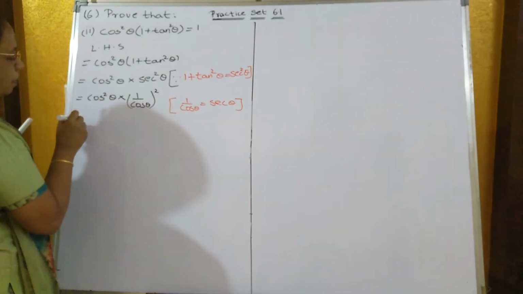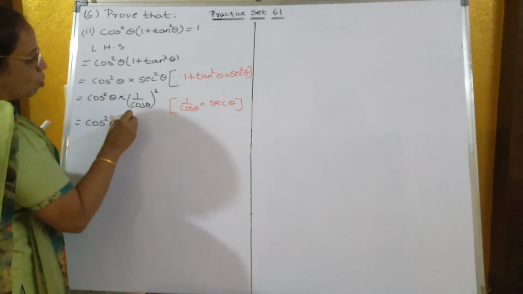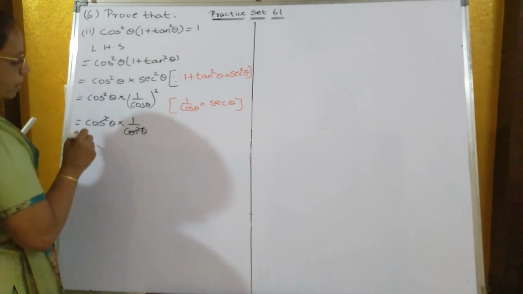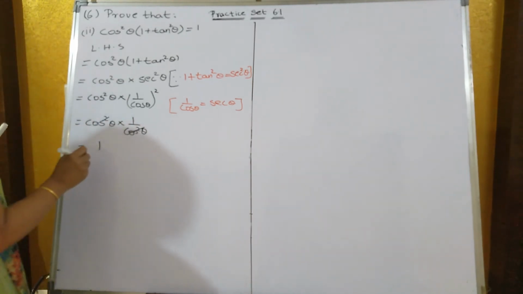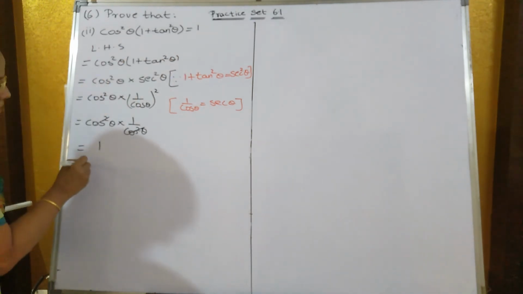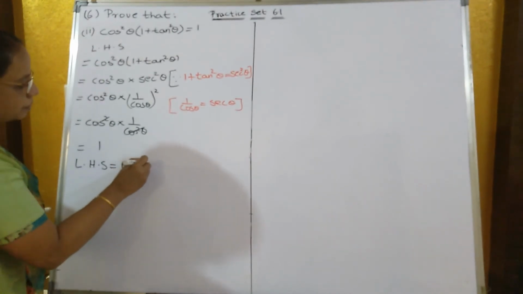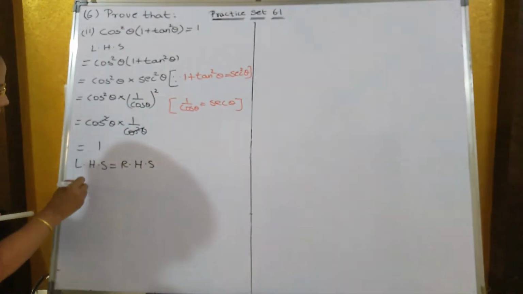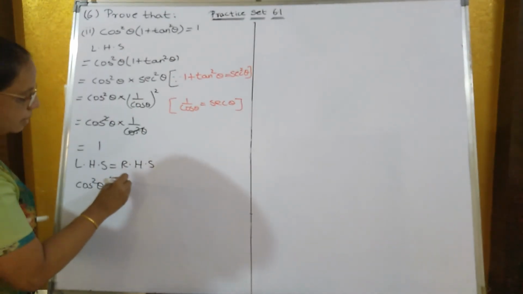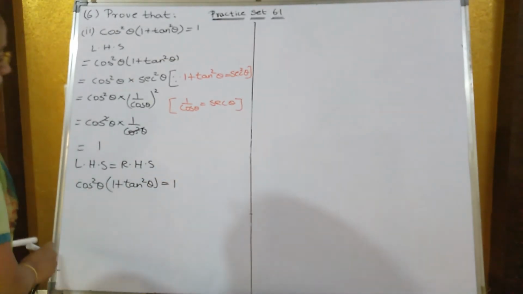When you open the bracket, what you get? Cos square theta into 1 upon cos square theta. Now cos square theta and cos square theta will go away. That's equal to 1. So we have got the RHS. So LHS is equal to RHS. That is cos square theta into 1 plus tan square theta is equal to 1.